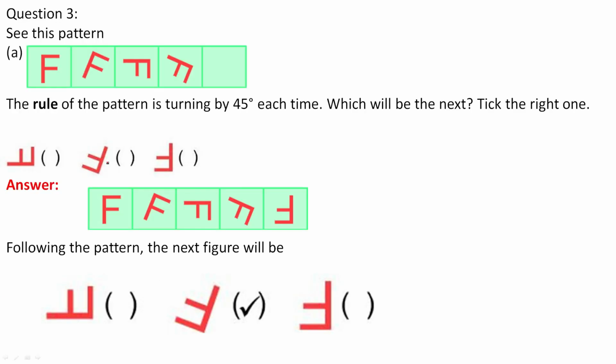Now you see the pattern F. It is a 45 degree. Each turning is 45 degree. So the rule followed in this pattern 45 degree. Here the options are given, whether this one will come or second or third. First for F, then it is 45 degree, again 45, so it will become quarter turn, again 45 degree, it is become like this. Tick the right one.